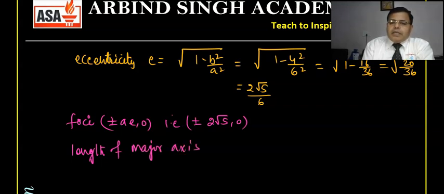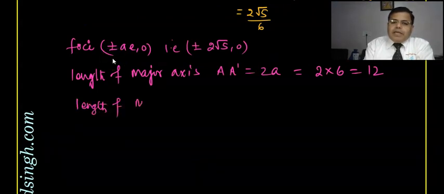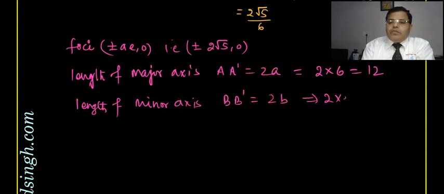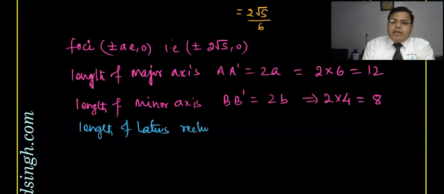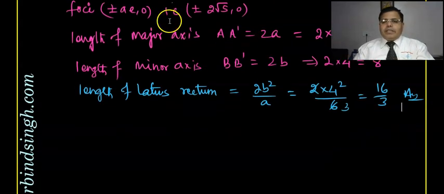Length of major axis is AA dash, that is 2a, so that is 2 into 6 is equal to 12. Length of minor axis is BB dash, that is 2b, and that is 2 into 4, which is 8. And length of latus rectum is 2b square by a, that is 2 into 4 square by 6. So this is 16 by 3. All these queries have been answered here.